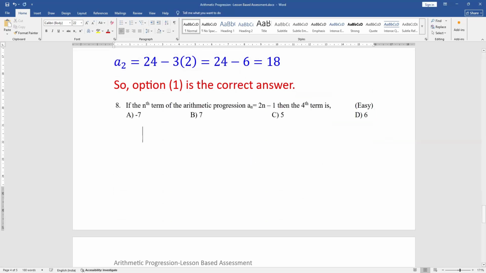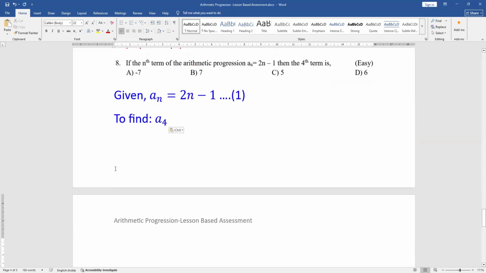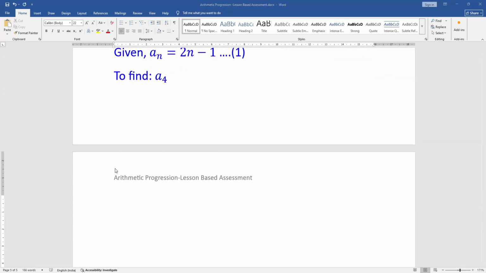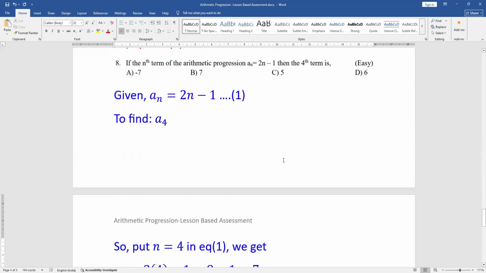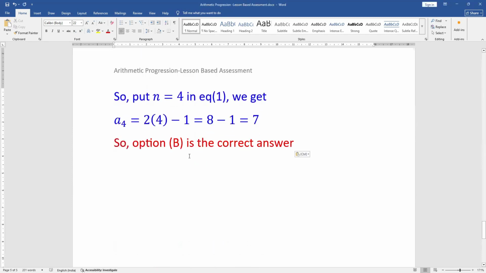Question number 8. If the nth term of an arithmetic progression an equals 2n minus 1, then the fourth term is. Same way. I write an equals 2n minus 1. Next, what do we need to find? The fourth term, that is A4 we need to find out. To find A4, put n equals to 4. So I note the same formula here. Wherever there is n, I replace it with 4. So a4 equals 2 times 4 is 8 minus 1, which is equal to 7. That's it. So which option does 7 match? Option D is correct, right? So I give option D is the correct answer.